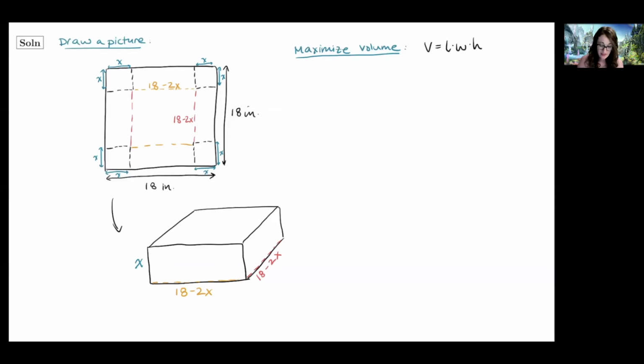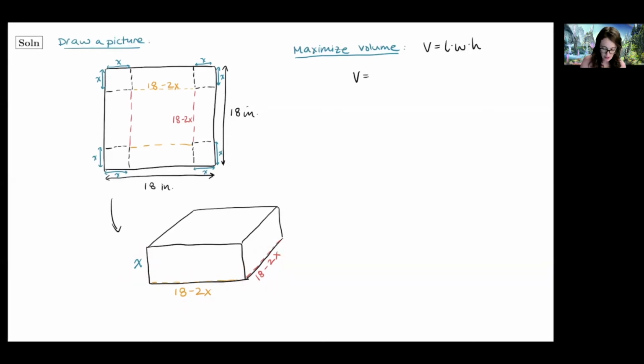So I think that's all we really need to know in order to find a formula for the volumes. We've got length, we've got width, and we've got height. So if we multiply all of these together, that's going to give us the volume. So we'll have 18 minus 2x times 18 minus 2x times x. Or if we like, we can write that as 18 minus 2x squared multiplied by x.